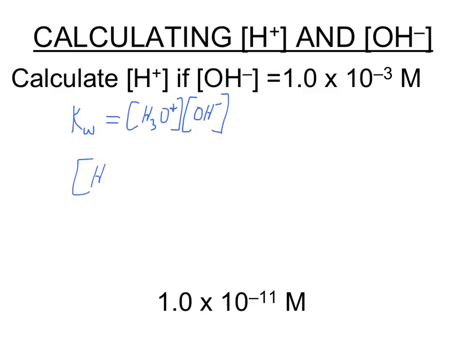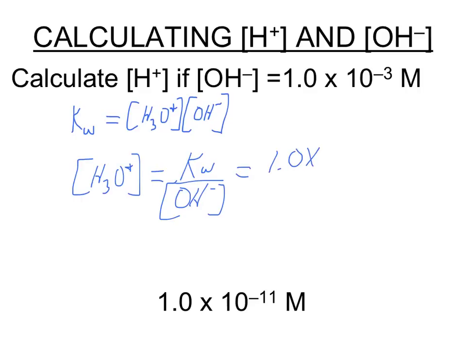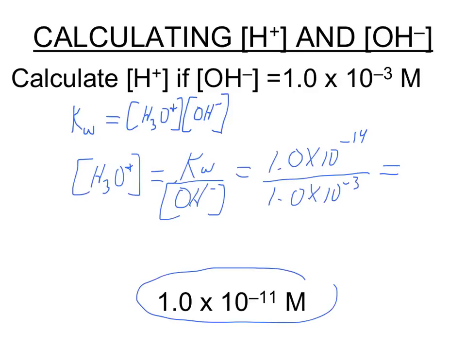So I could just solve for the one that I want. So the acid concentration is going to equal the kW divided by the OH minus concentration, and that equals 1.0 times 10 to the minus 14th divided by the 1.0 times 10 to the minus 3, and we're going to get 1.0 times 10 to the minus 11th for that.